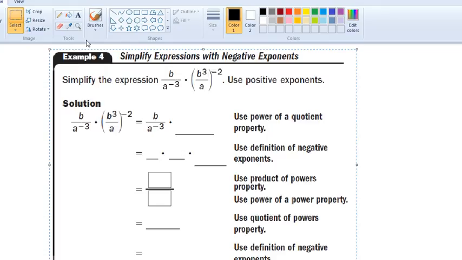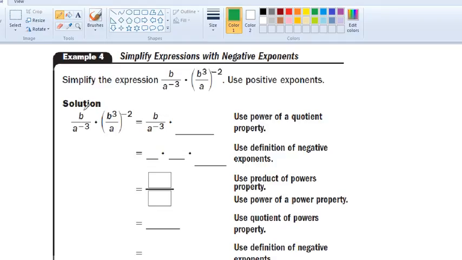And in our final example, we're going to put quite a few things together, and we'll do some checkpoints as well at the bottom. So let's go ahead and start here with simplifying this expression, b over a to the negative third. You might want to start thinking about which one of these is going to move. And then a slightly trickier part of this is times parentheses b cubed over a, and then we have a negative 2 exponent to that. So we're going to follow all of our rules that we know, and let's get started here.